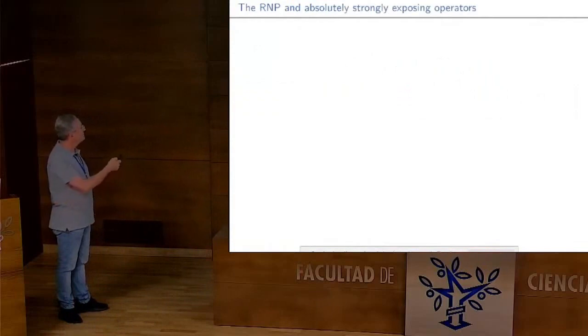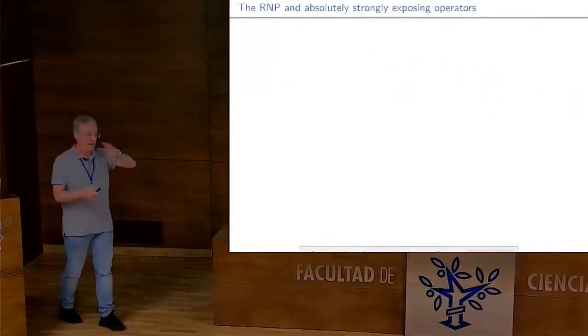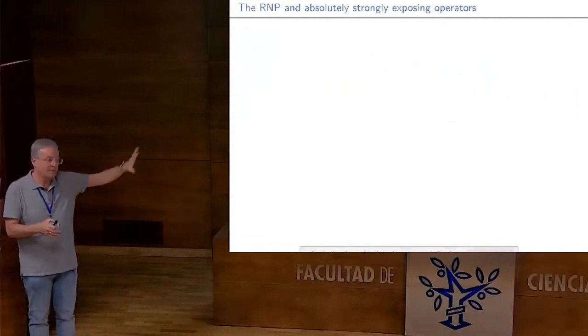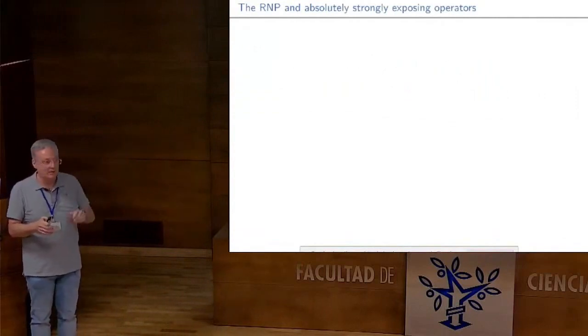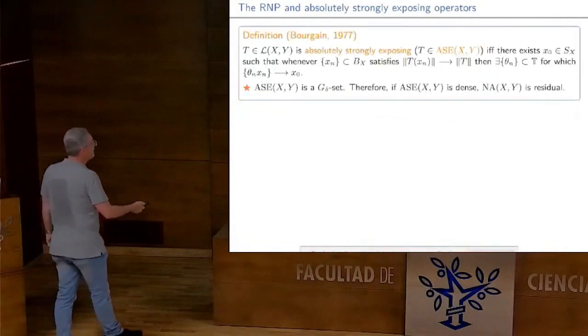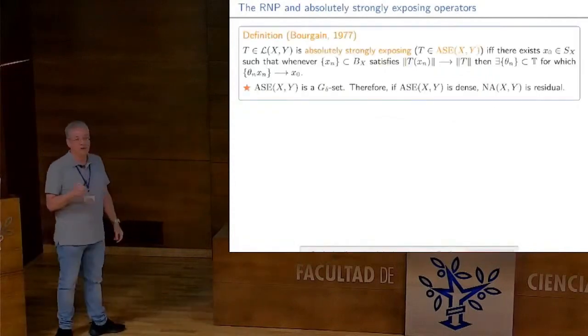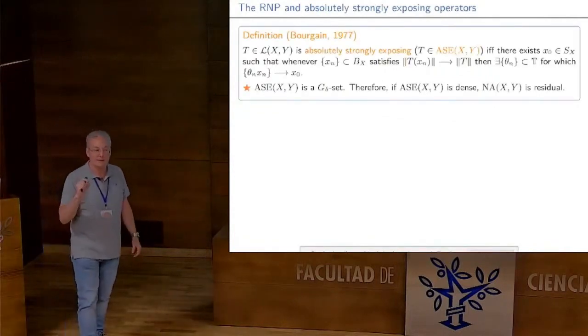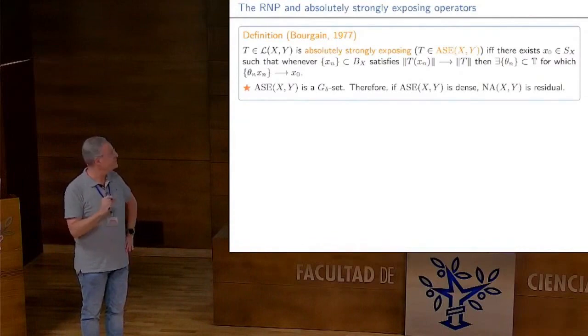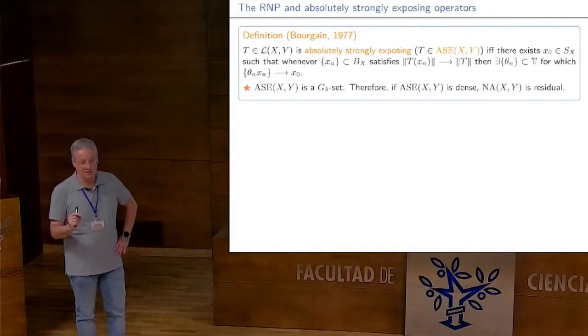Okay, so let me try to go back, to pass from this necessary condition for property A, forget the set for now, that strongly exposing functionals are dense, and try to get that norm-attaining operators are dense from here. Let me first recall what Bourgain did. Bourgain not only proved that the RNP implies property A, but he proved that if you have the RNP, absolutely strongly exposing operators are dense.